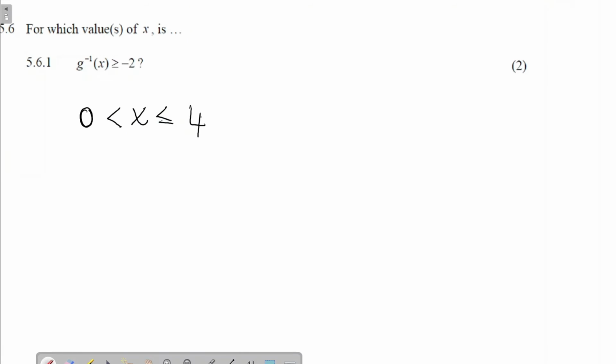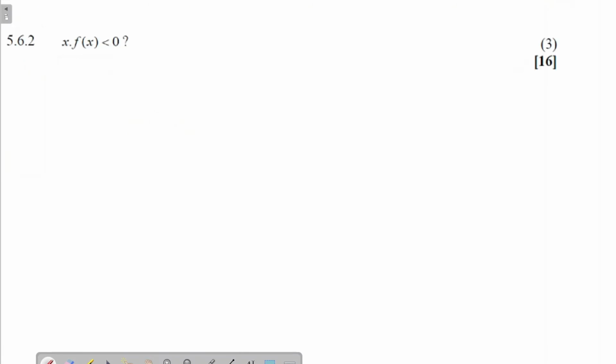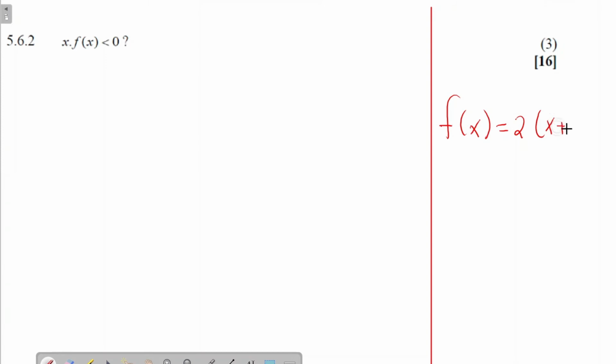And the last question, x times f of x is less than 0. What are you supposed to do here? Guys, the first thing you're supposed to do here, we know that our f of x function, I'm just going to put it on the side as a side note. We were given here that f of x is equal to 2 open bracket x plus 1 all squared minus 8.